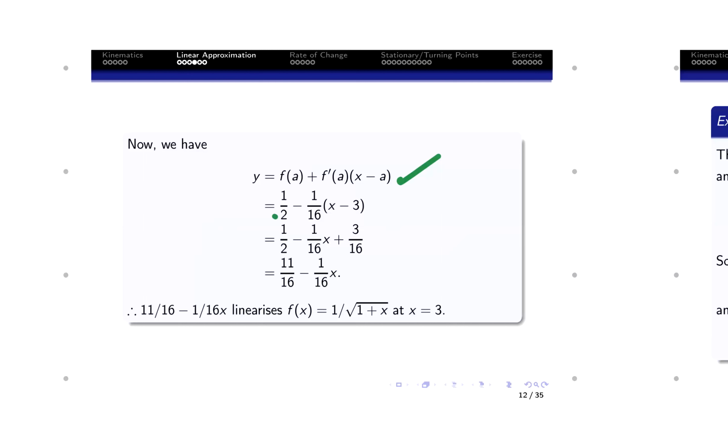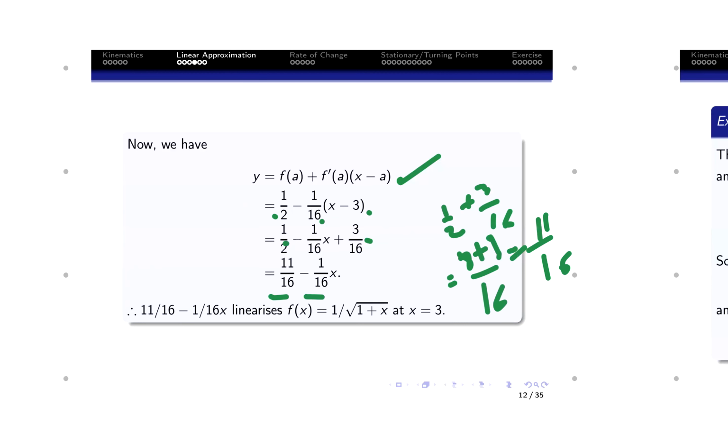So in that case, you have 1 over 2 minus, expand this now, you have minus 1 over 16 x plus 3 over 16. And then you can add 1 over 2 plus 3 over 16. LCM again is 16. 2 in 16 is 8, plus 16 is 16, 1 times 3, 3. So you have 11 over 16. So you see, this and this gives you 11 over 16. Then you have minus 1 over 16 x. So now this is the linear approximation for that nonlinear expression.